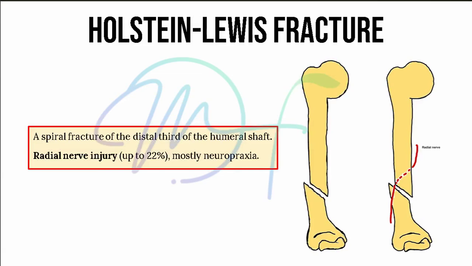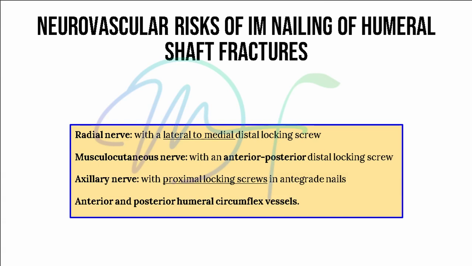IM nailing of humeral shaft fractures carries risks to neurovascular structures. The radial nerve can be affected by lateral to medial distal locking screws, while anterior-posterior screws may endanger the musculocutaneous nerve. Proximal locking screws can risk injury to the axillary nerve.